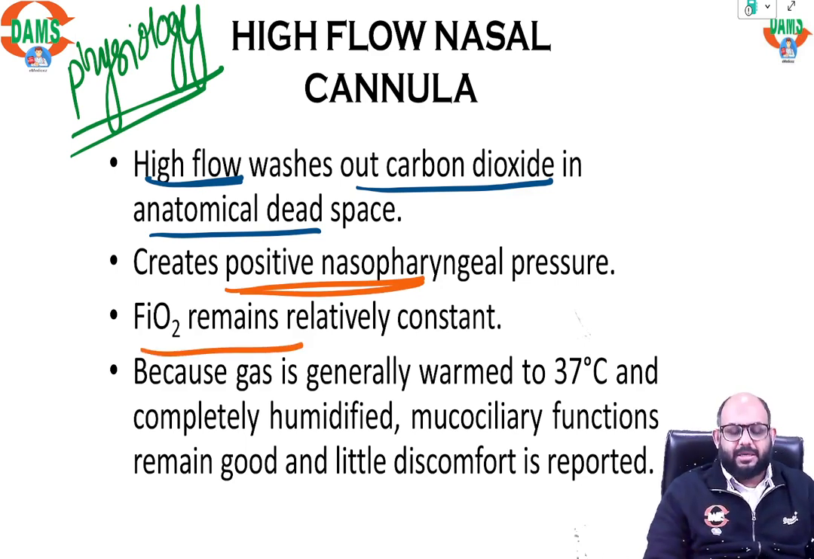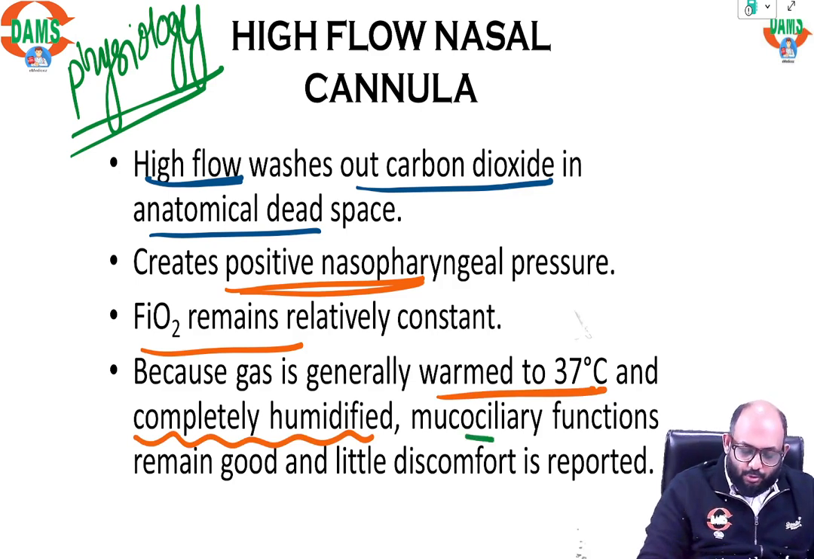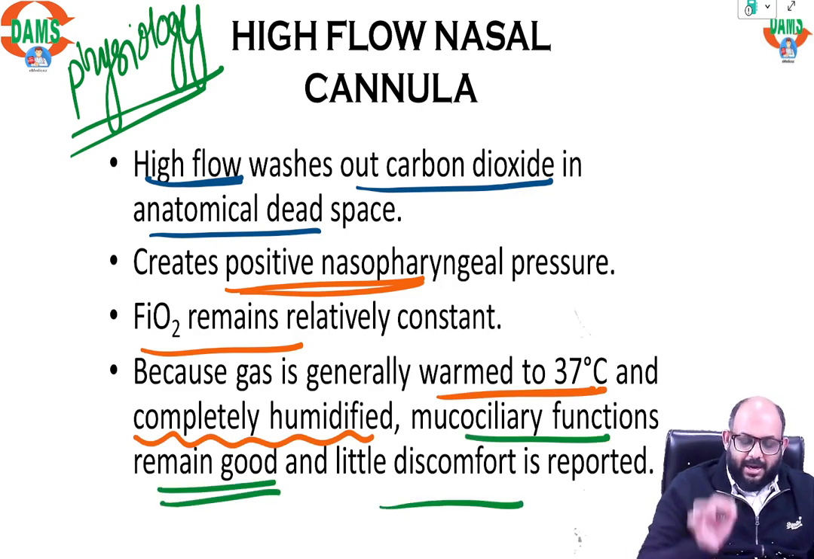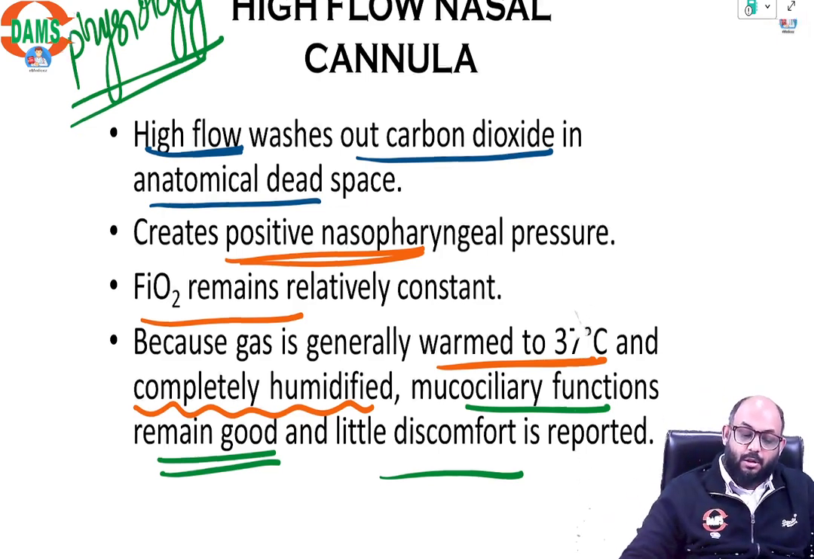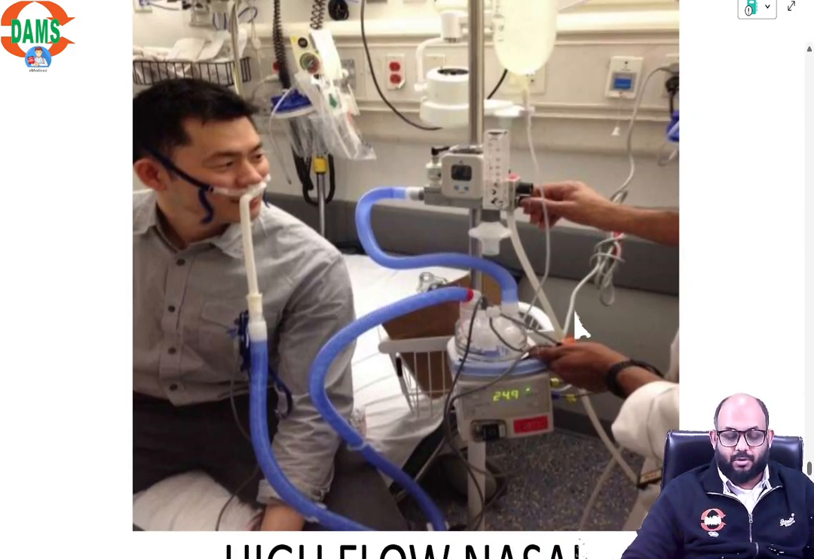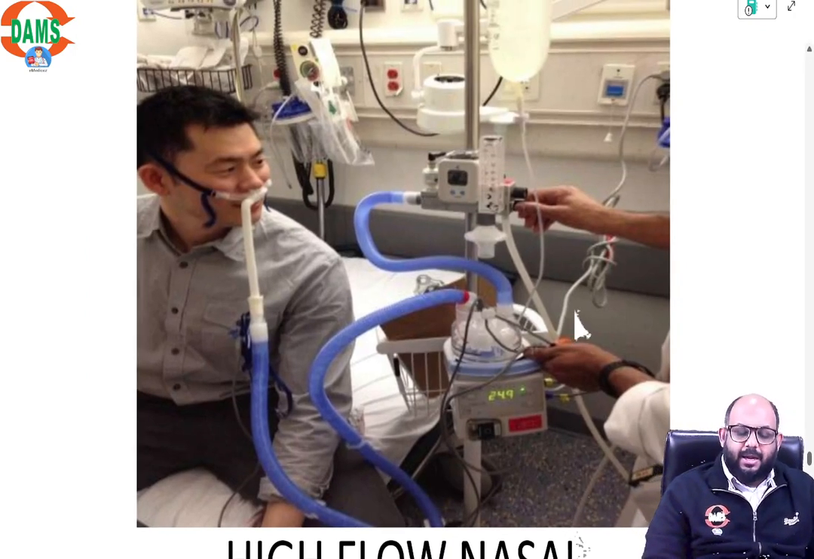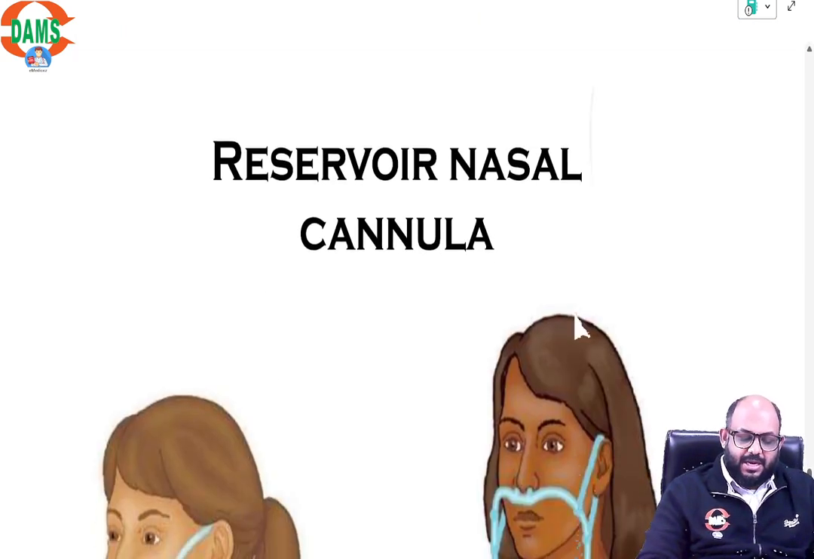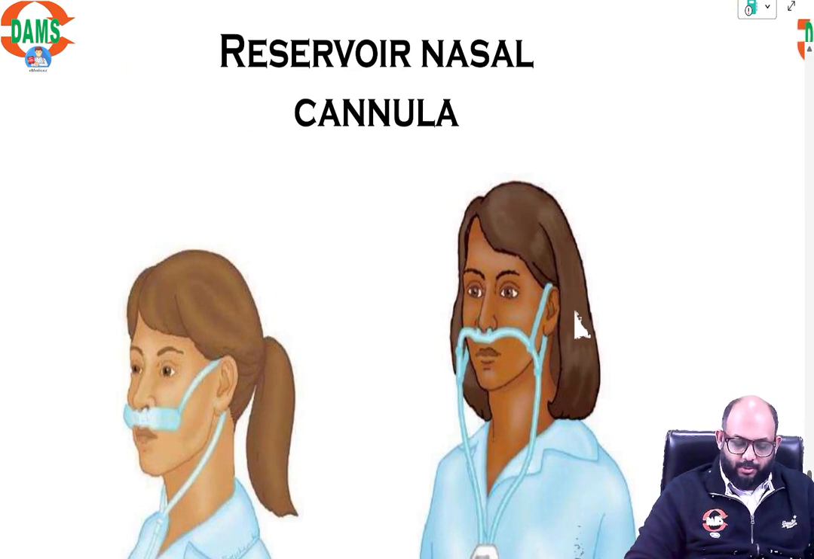FiO2 remains relatively constant, and because it is warmed to 37 degrees and completely humidified, the mucociliary function remains good and very little discomfort is reported. So it can be used for a longer period of time. See, this is an individual who is on HFNC and is talking. You set the FiO2, you set the flow rate, you also set the temperature, you can also set the humidity. Ultimately, it's an amazing device which you use just before you decide to intubate somebody.